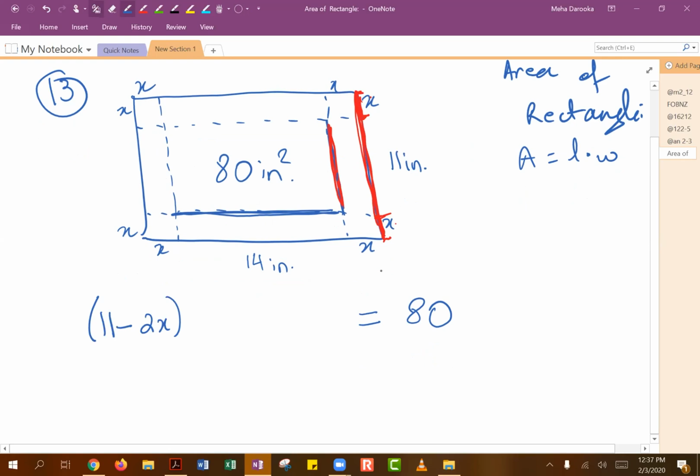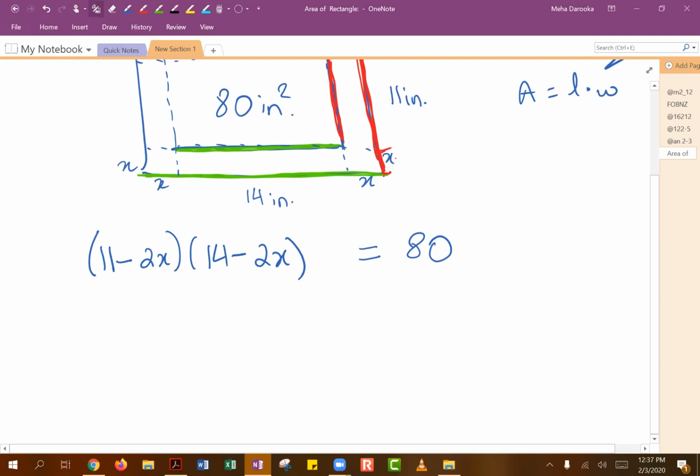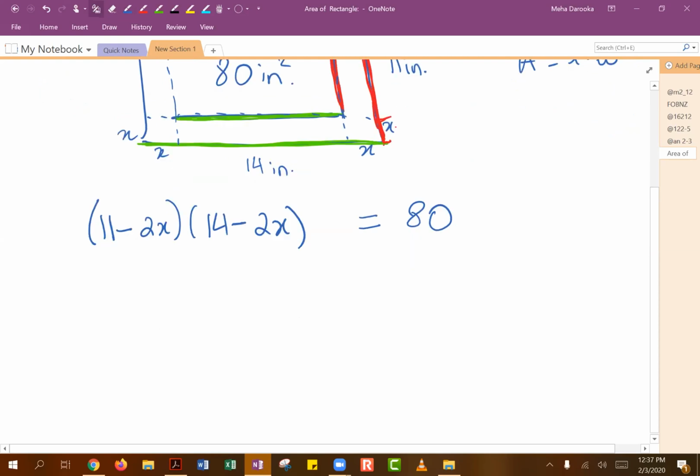In that same way, if my full length here is 14, what will this length for the base be? Very nice, same exact calculation. It's going to be 14 minus the 2x. That's actually your equation right there. I know it doesn't look like much. So this is our length times width, which equals the area of the base, which is 80 square inches.